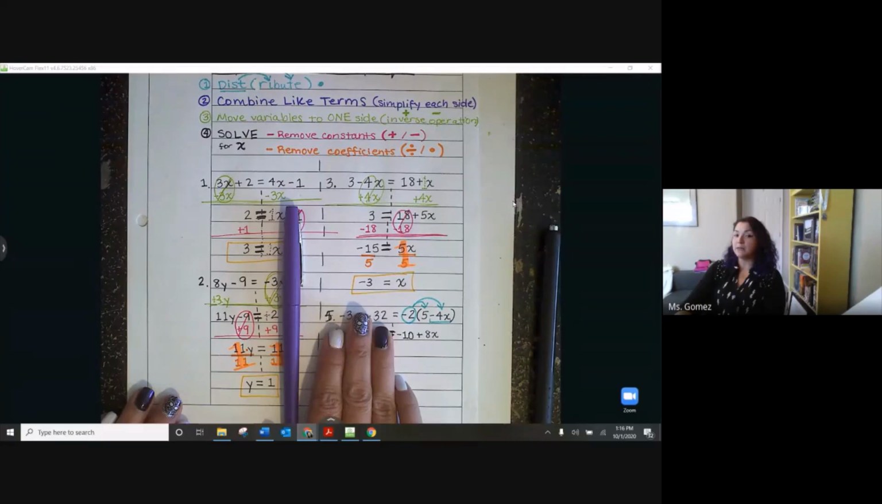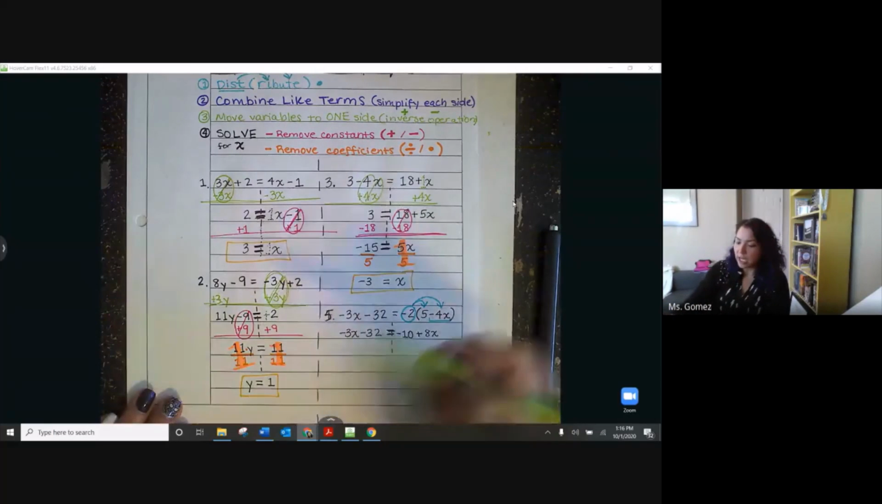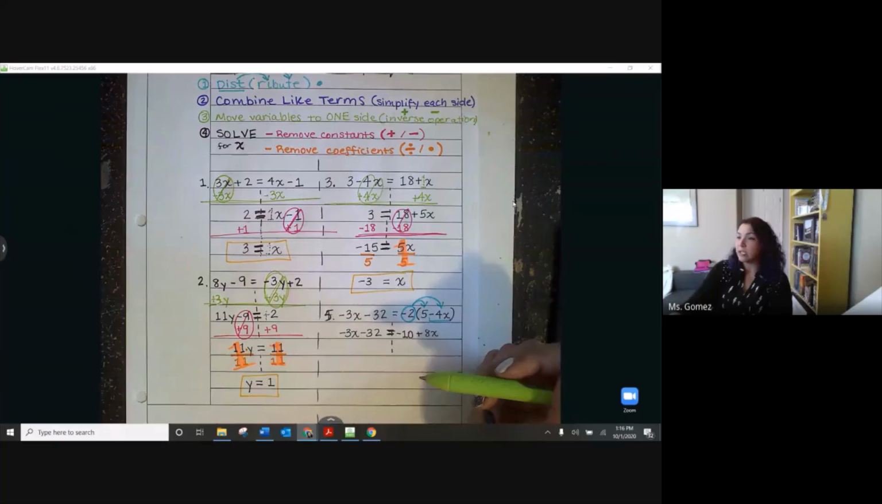We have negative 10 plus 8. Should we combine those terms? Nope. All right, moving on to green. What do I do? Do I need to move variables to one side? If so, what do you want to move?